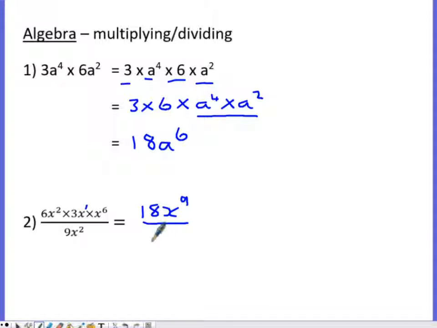On the bottom of the fraction, we've got 9x squared. Look at your numbers. 18 divided by 9 is 2. And then x to the power 9 divided by x squared, like we do with our indices, take away the second power from the first, 9 take 2 gives 7. So what we have is x to the power 7.